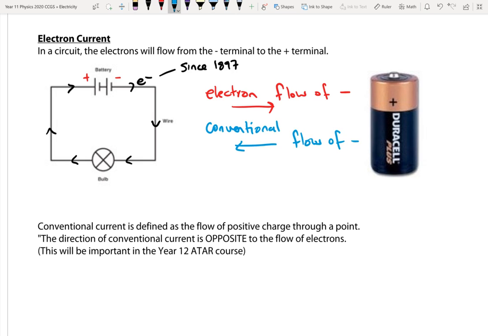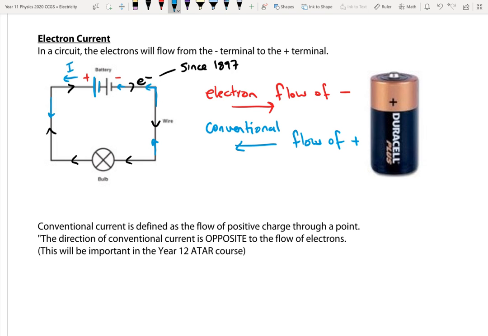So when all of these rules about circuits and resistance and current and voltage were being established, they didn't realize electrons existed. They literally thought that positive charge was flowing through a circuit. So they actually thought that the positive charge was being repelled by the positive terminal and being attracted to the negative terminal.